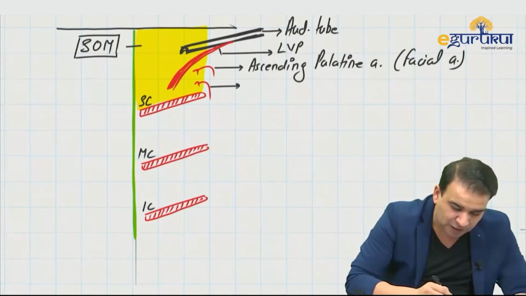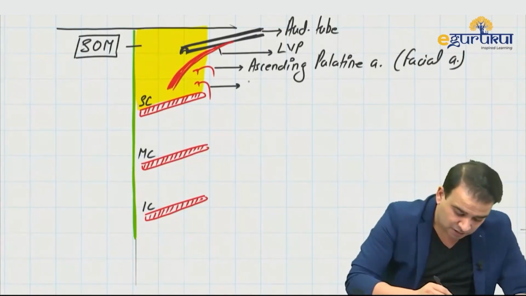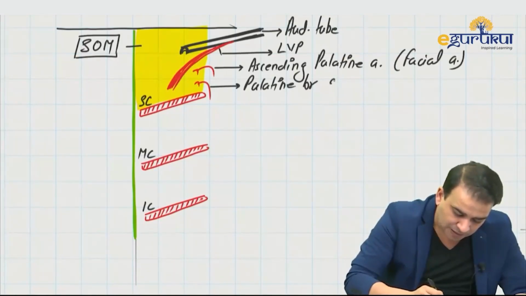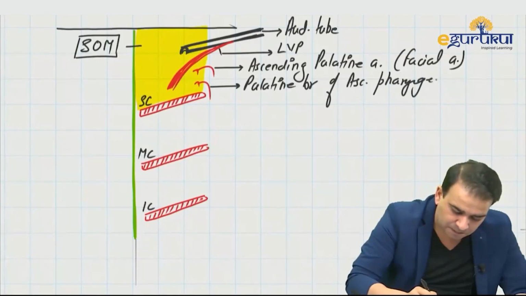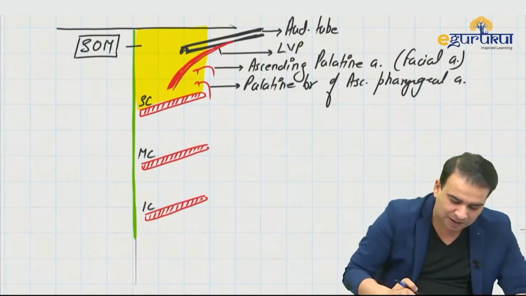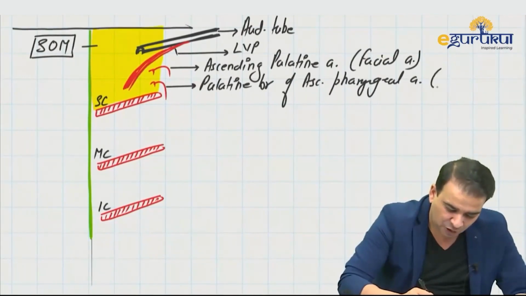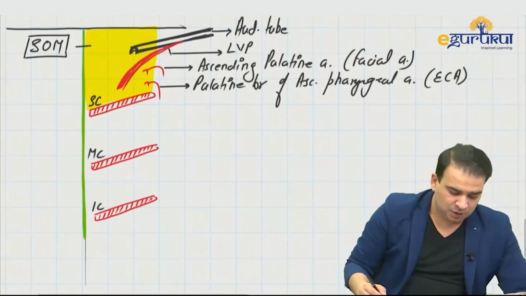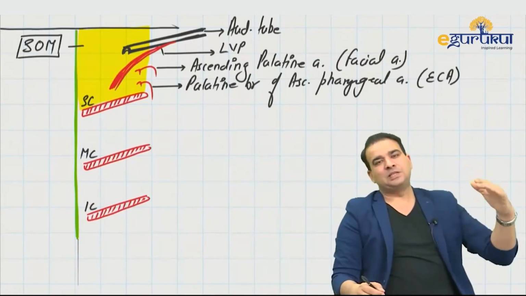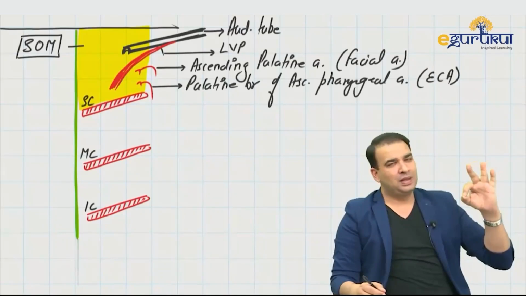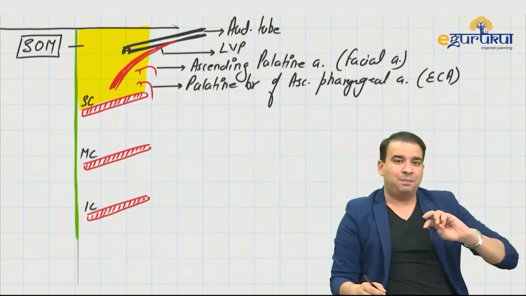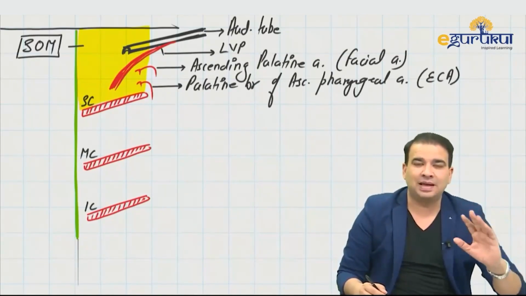And then we have a direct branch from the ascending pharyngeal artery. This is called the palatine branch, the palatine branch of the ascending pharyngeal artery. So just be careful about ascending palatine and ascending pharyngeal. Ascending pharyngeal, you already know, is one of the medial branches of the external carotid. So these are the structures which are seen between the base of the skull and superior constrictor: auditory tube, levator veli palatini, ascending palatine artery which is a branch of facial, and palatine branch of ascending pharyngeal which is coming from external carotid.